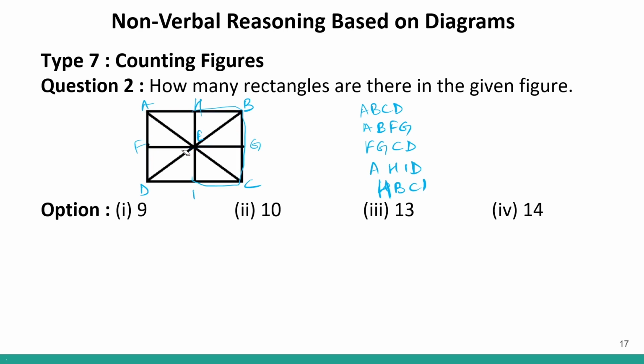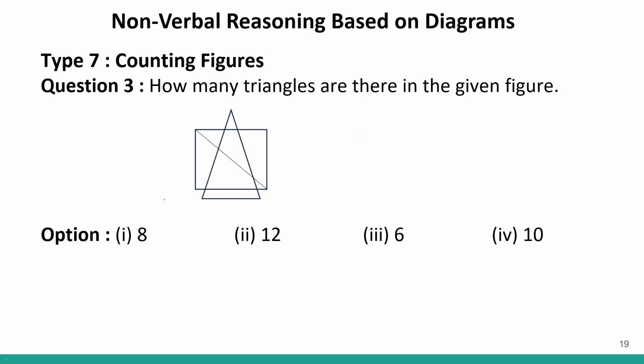Correct? Then I can see these 4 also. These 4 are also rectangles. So this is AHFE, similarly HBGE, similarly EGCI and FEID. So how many rectangles can I see? 1, 2, 3, 4, 5, 6, 7, 8 and 9. So in total I can see 9 rectangles. So answer number 1 will be the correct option.